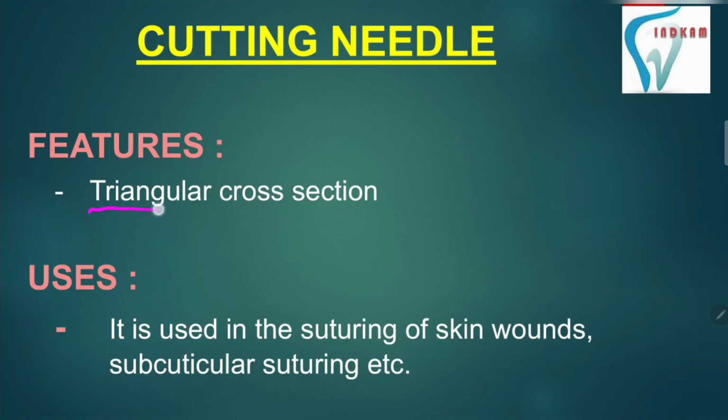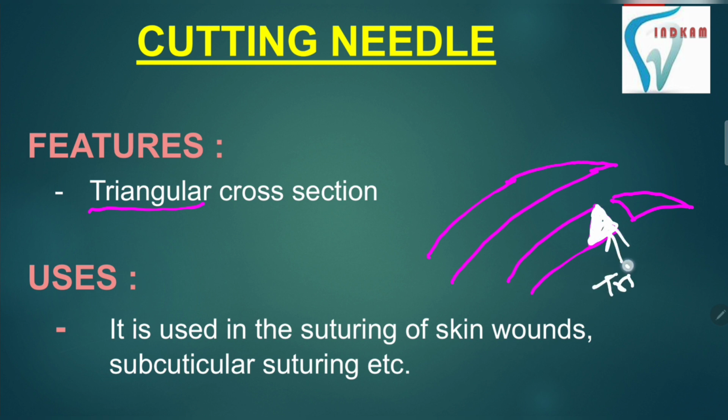Cutting needles. Cutting needles have triangular cross section. See in the diagram, if this is a needle, when we cut it, the cross section will come like this. This triangular area. Uses: it is used in suturing of skin wounds, subcuticular suturing, etc.